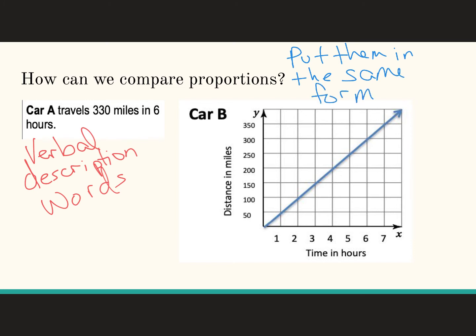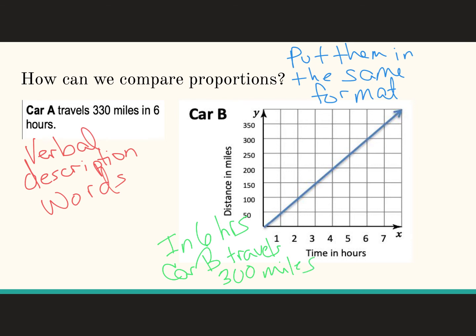So we could make car B's into a verbal description, in which case we could write this in green. Let's see, if I look at it, in 6 hours, car B traveled 300 miles. So I could write that in 6 hours, car B travels 300 miles. Now we can tell which one's going faster. We can tell it's car A because it went 330 miles.